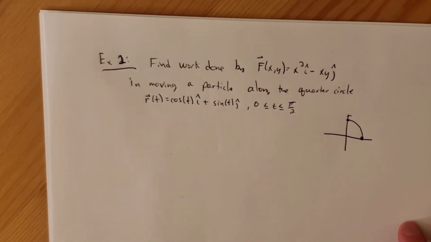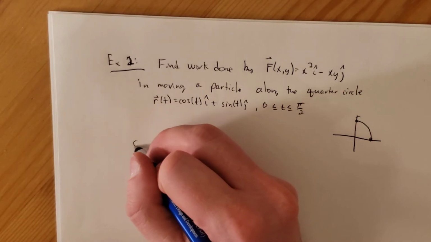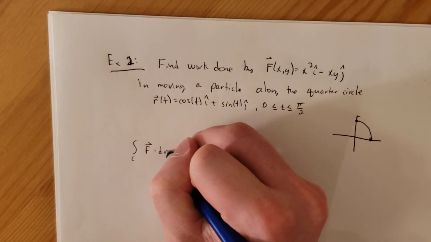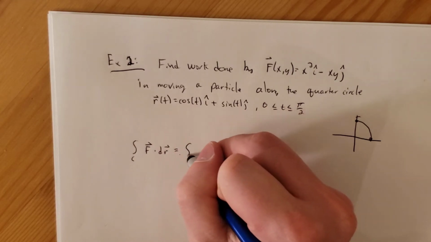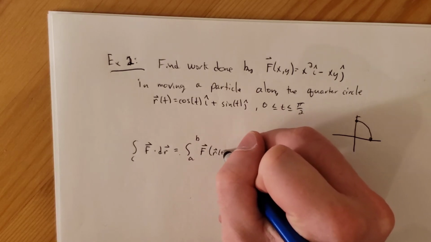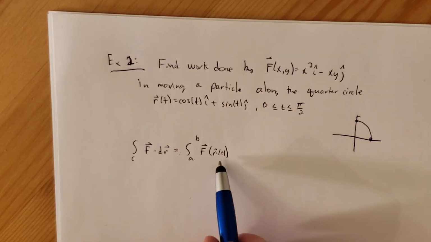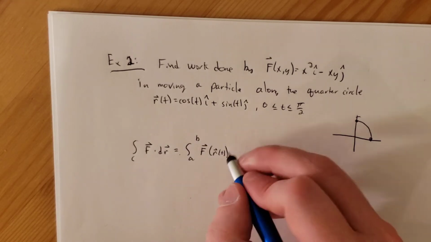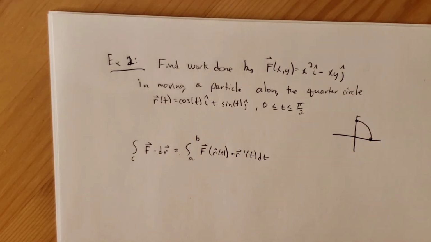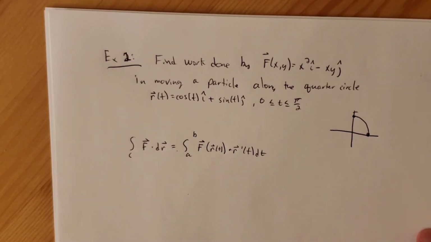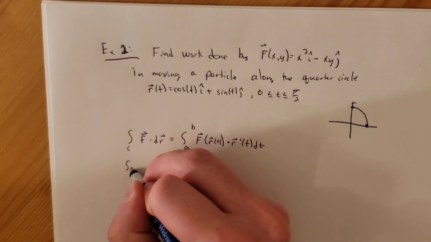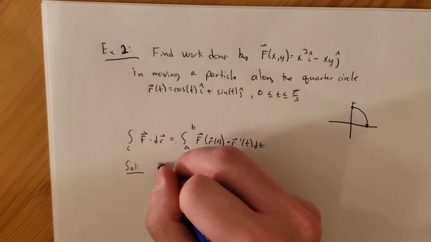And so how to do this? Well, a reminder that to calculate our integral over a curve C of F dot dr, this is the integral from a to b of F evaluated at r(t), our parametrization of our path, dotted with r prime of t dt. And this is how we calculate our line integral over a vector field. So to find our solution here, we need to calculate r prime of t.